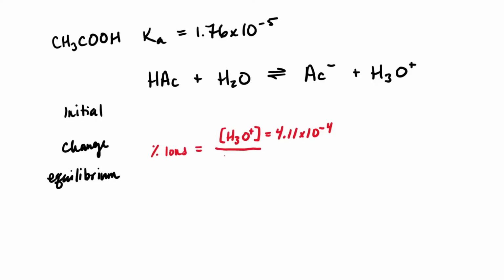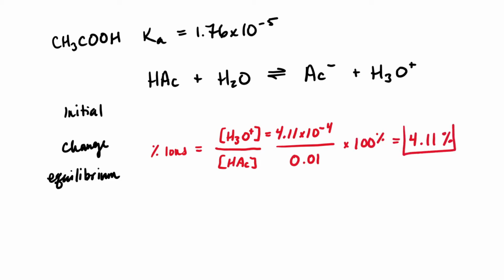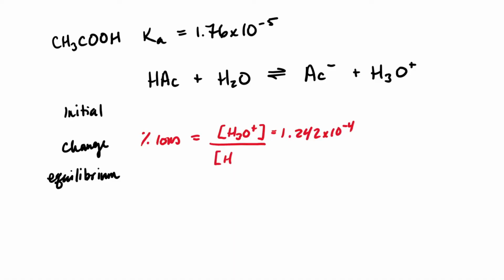Let's see what happened to the degree of ionization. So now we have 4.11 times 10 to the negative 4 divided by 0.01 times 100%, which is 4.11%. So even though the concentration of the acid has dropped, the percent of the starting acid that was hydrolyzed has just about tripled. This is a demonstration of Le Chatelier's principle. By adding water, we're adding more of one of the reactants, so we push the reaction towards the products in order to maintain equilibrium.